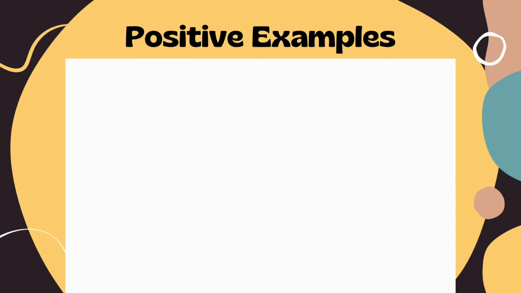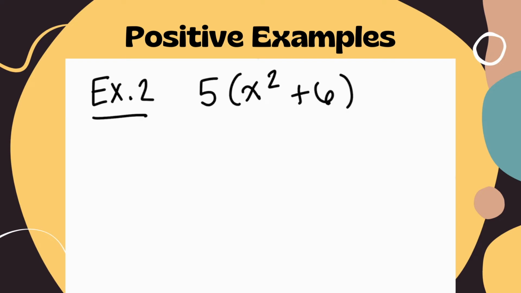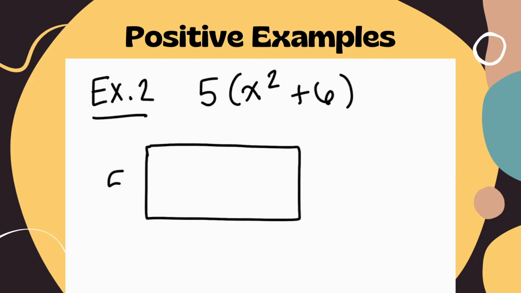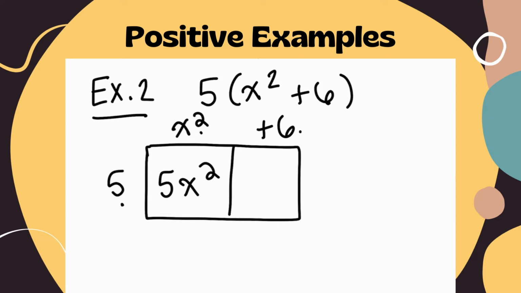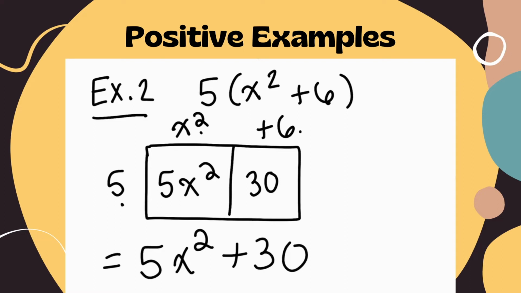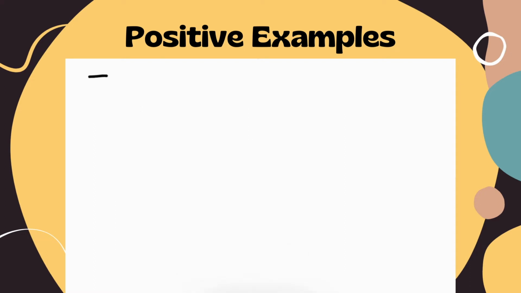Taking a look at our next example, again, we're going to draw that box so that we can find the area of the expression we have because we're letting the terms be our length and our width. So we have 5 times the quantity of x squared plus 6. We're going to put 5 on one side, x squared plus 6 on the other. Draw a line segment in the box to separate terms and multiply. So 5 times x squared is 5x squared, 5 times 6 is 30, so our answer is 5x squared plus 30. Are you getting the hang of it yet?